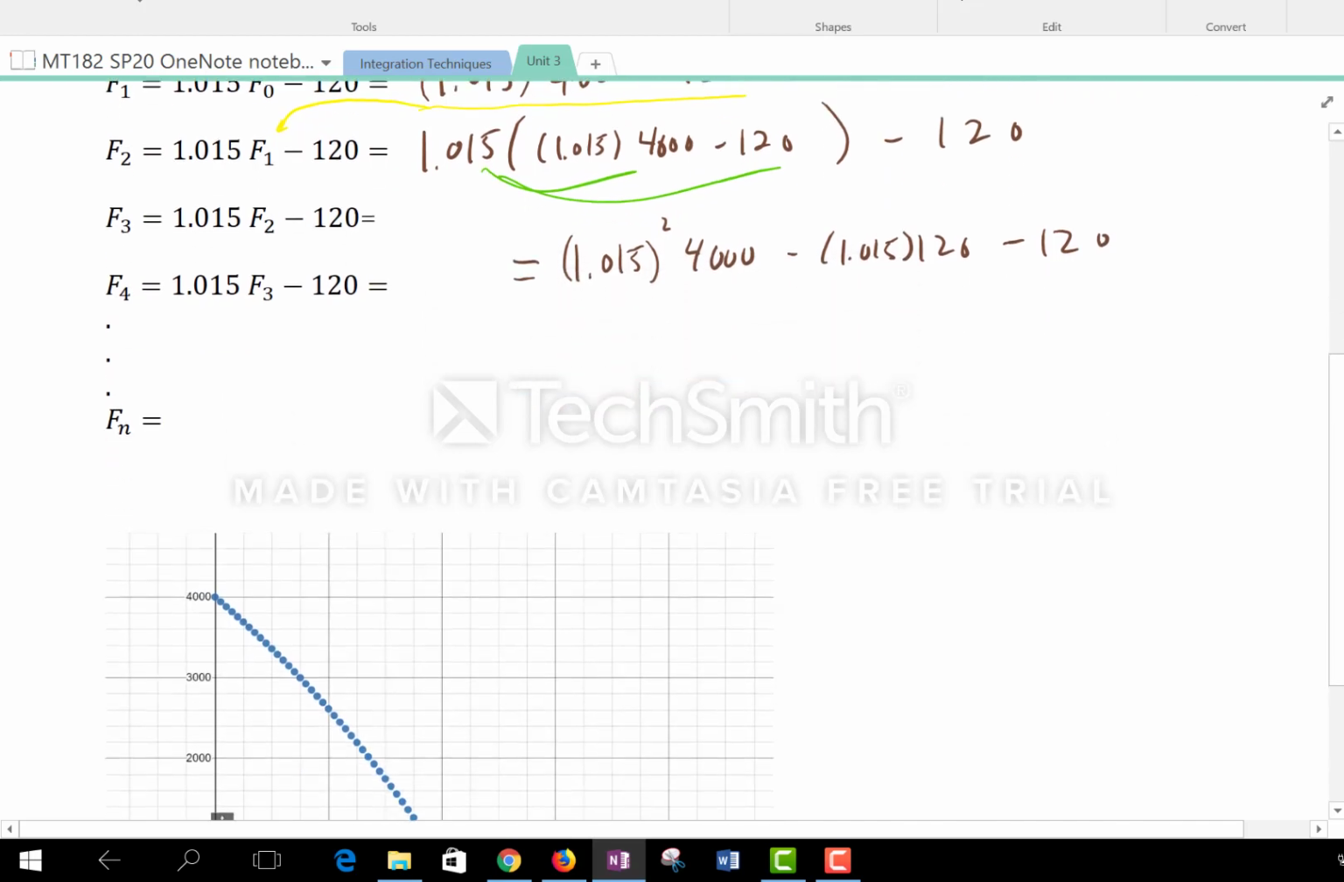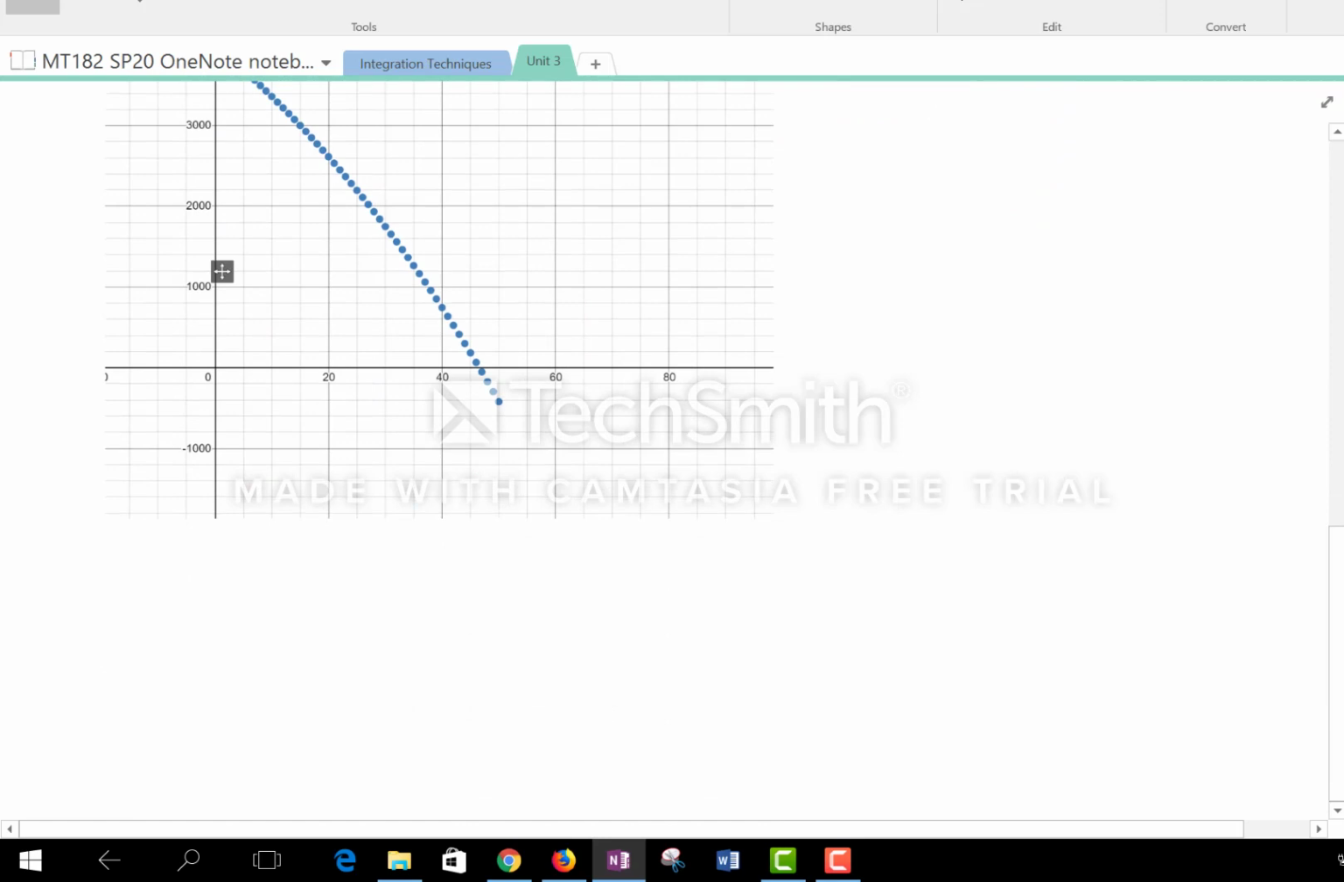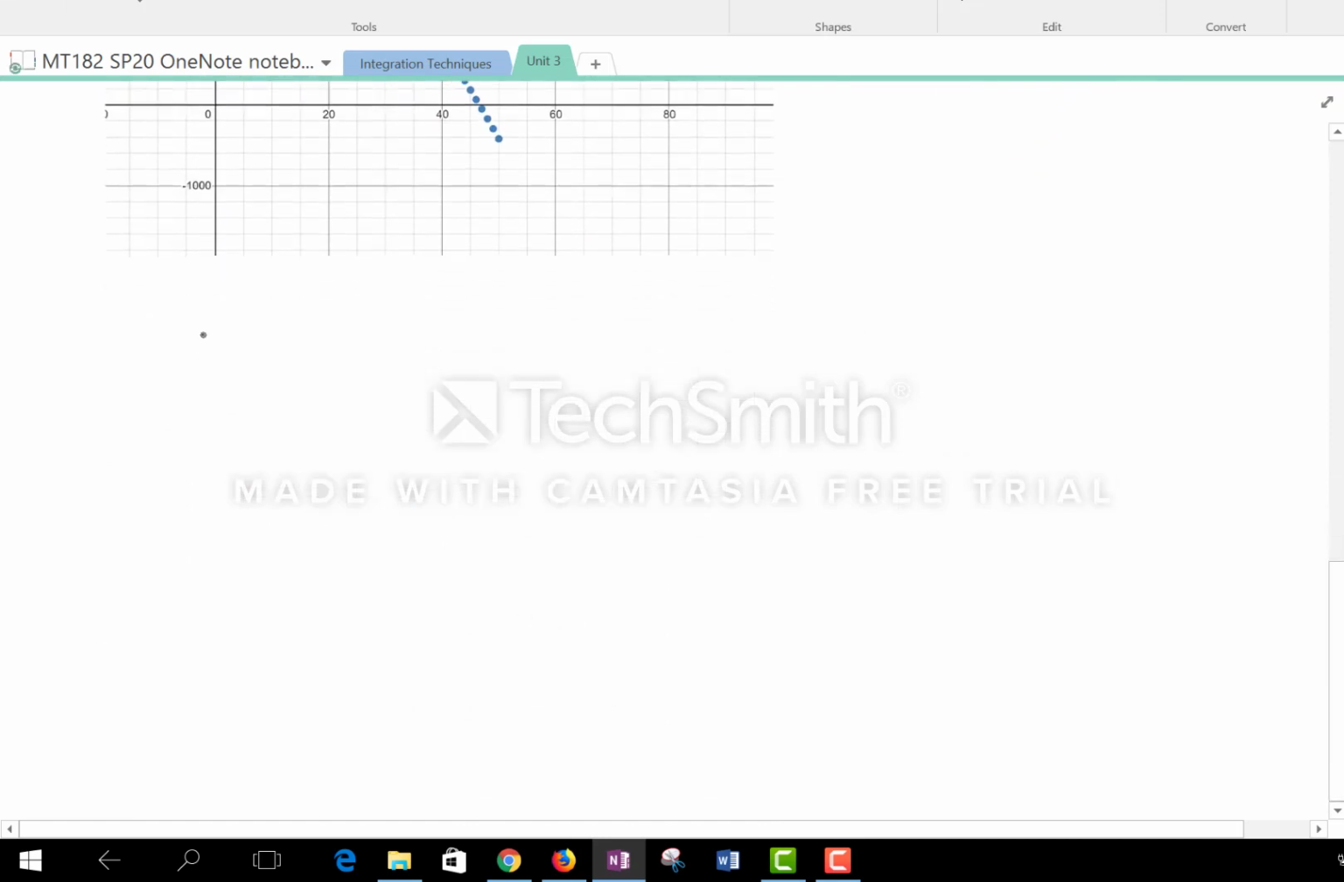All right, so let's go down below here just to give ourselves a little bit more room. All right, so after the third month, it's going to be increase the fish population by 1.5%, and then subtract off 120. All right, so after the end of the month, you're going to subtract off 120 there.